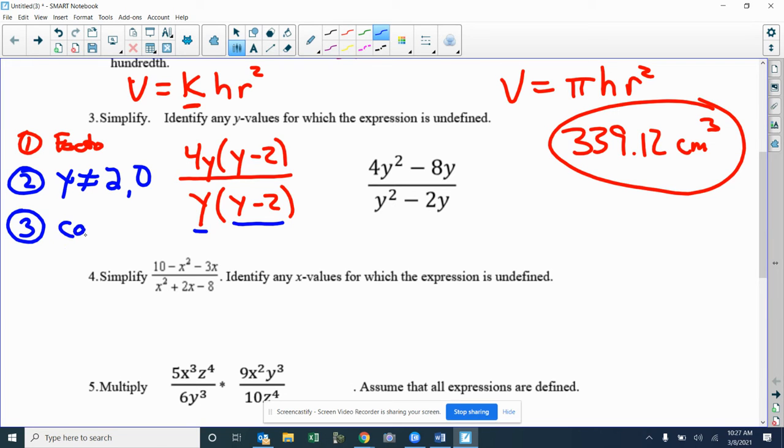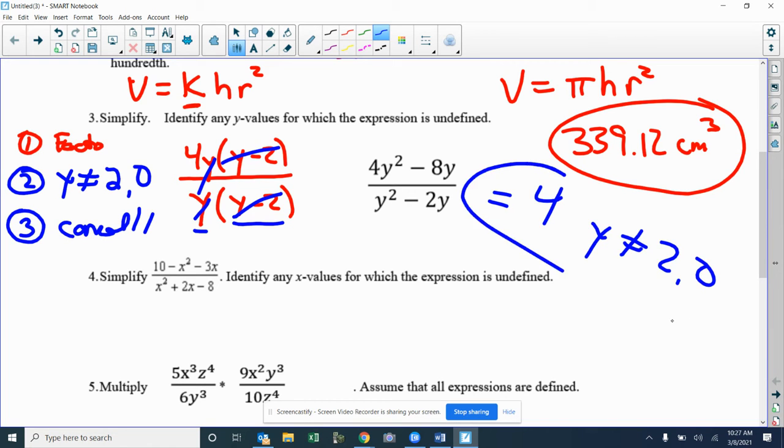cancel. And of course, there's a lot to be canceled here, and this whole thing just ends up being 4, and y cannot be 2 and 0.